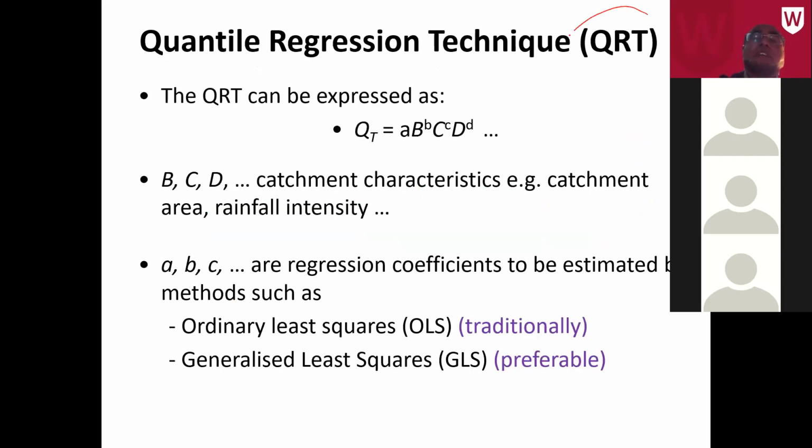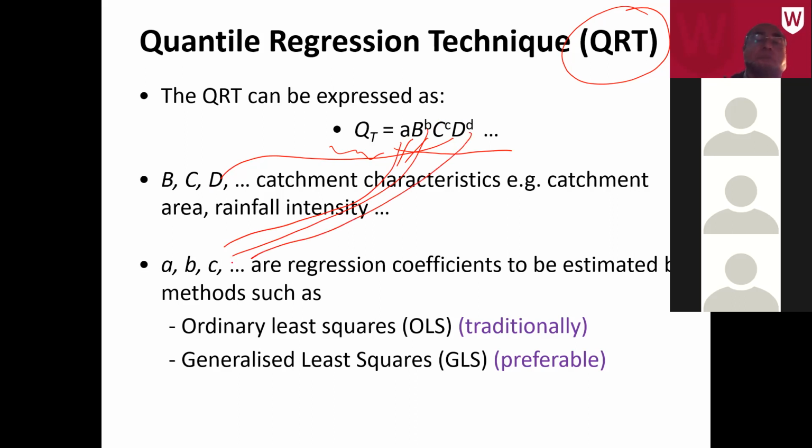In the case of the quantile regression technique, or QRT, we develop an equation like this, where QT equals a function of characteristics like B, C, D. These are the catchment characteristics. They are catchment area, rainfall intensity, and so on. And these regression coefficients, A, B, C, will be estimated by methods such as ordinary least squares and GLS, generalized least squares.